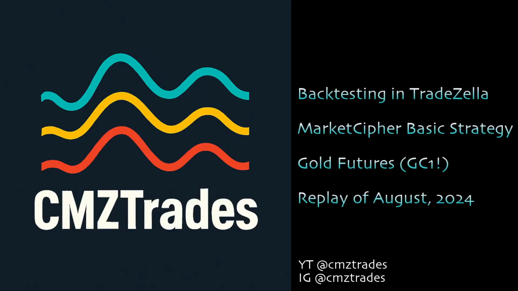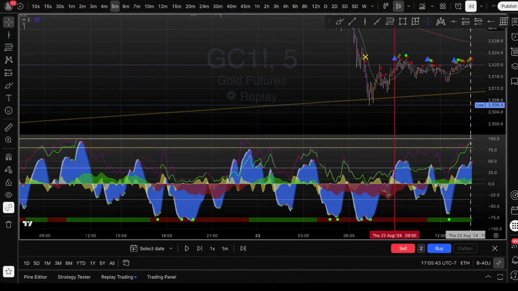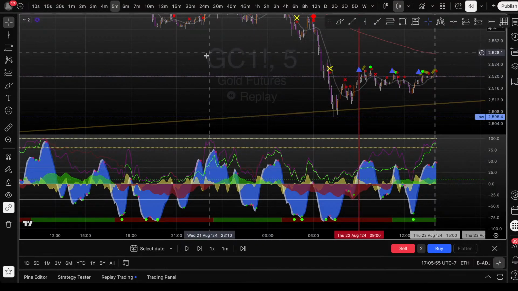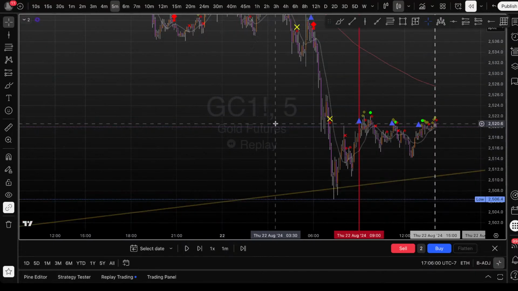TradingView.com. If you'd like to follow along, you're going to go to the gold chart, symbol GC1!. Let's go ahead and take a look at MarketCipher in TradingView here. GC1!, you can see it right here in the watermark of TradingView. And you're going to go right here to this date, August 22nd.